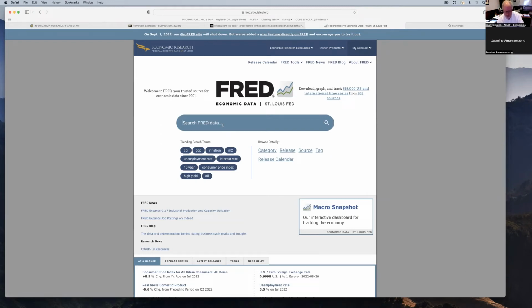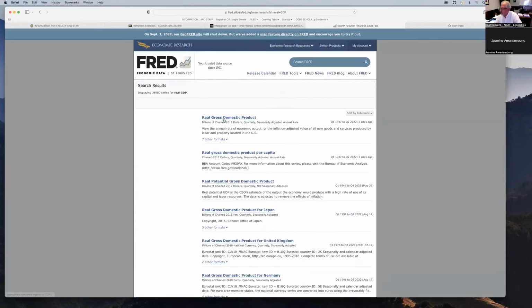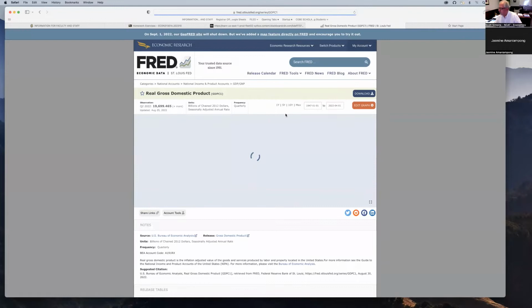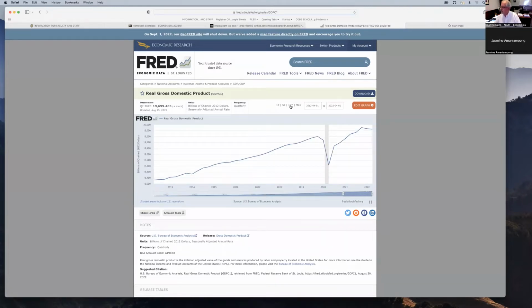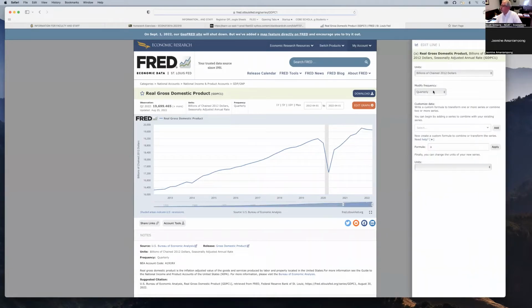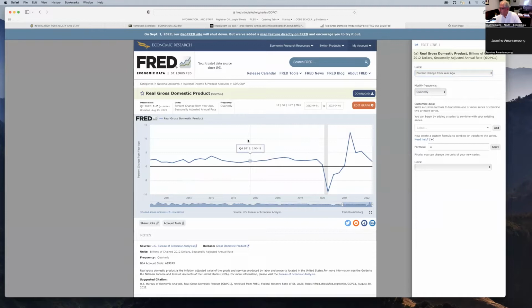Yep. So if I put in real GDP in the search here, real gross domestic product, and we use 10 years, there is the actual real GDP, what happened to real GDP. That's the level, right? And then if we go to units, we do percent change from a year ago. That's the way I asked you to do it, right? Yep. So there are different ways you could do this.